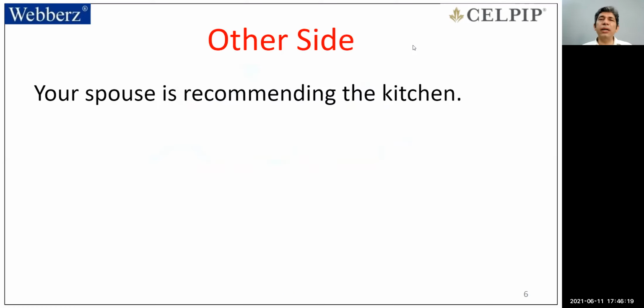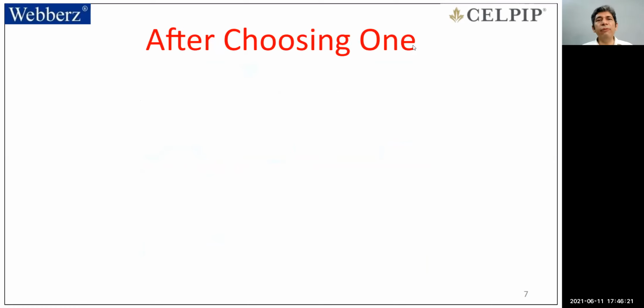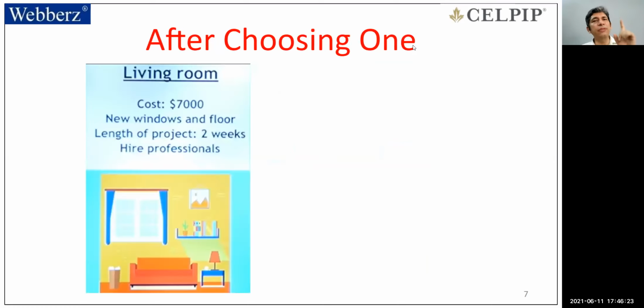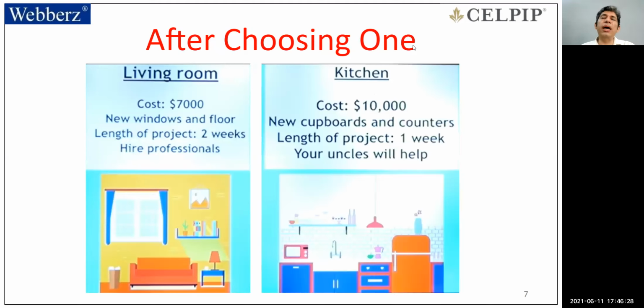Your spouse is recommending the kitchen. So now I have two choices. The first choice is the one that I chose, that is the living room. And the second choice is the one that the spouse suggests, that is $10,000 worth of kitchen renovation, in which new cupboards and counters would be made, and the project length would be 1 week. Your uncles will help in this.